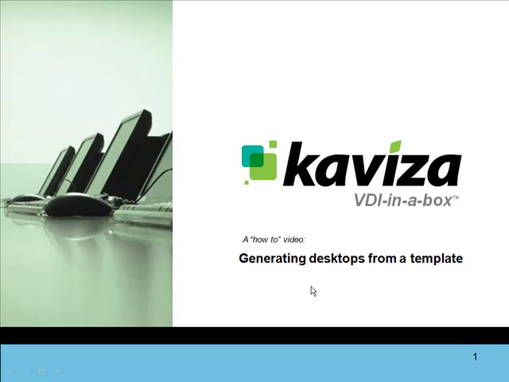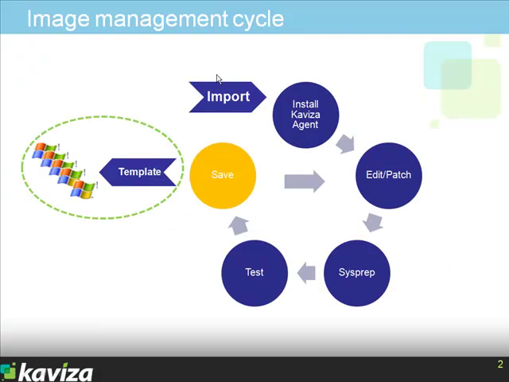In this how-to video, we'll show you how to create templates and dynamically provision virtual desktops from them in Kaviza. In prior videos, we covered the first few steps of the image management cycle, starting with an ISO image, creating a virtual machine, installing the Kaviza agent, editing and patching it, sysprepping it, testing it, and publishing it as a golden image. Once we have these published images, we can create templates and virtual desktops from them. This video will show you how to accomplish this.